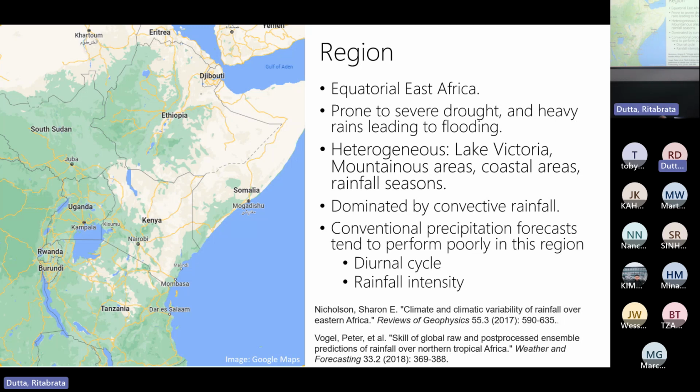It's quite a heterogeneous domain. You've got Lake Victoria, a huge inland water body. You've got mountains. You've got the coasts. You've got different rainfall seasons. They have long rains and short rains. The long rains are in March, April, May, and the short rains October, November, December. What's also interesting about this region compared to other regions which people typically study with rainfall is that it's dominated by convective rainfall, much more so than other regions. So it's an interesting area to look at in terms of forecasting.